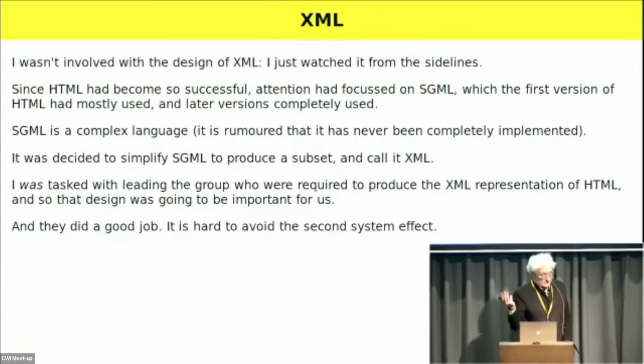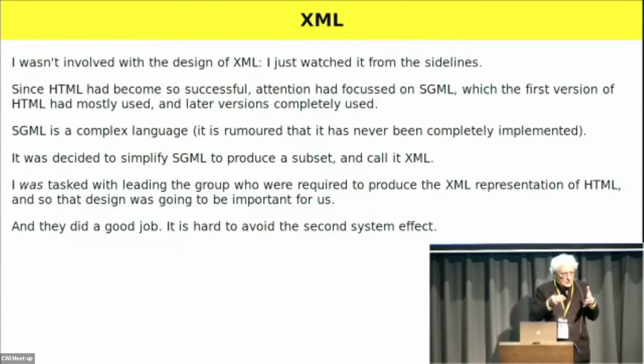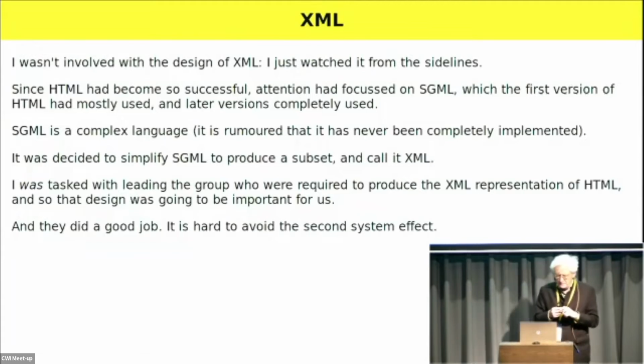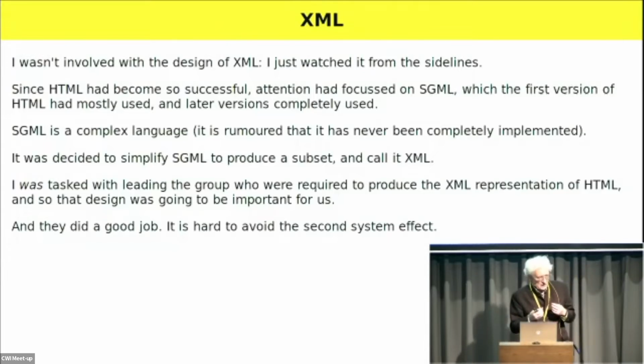HTML had become so successful that suddenly a lot of attention was being paid to SGML. The first version of HTML had sort of used SGML, and later versions, I think maybe from version 4, completely used SGML. But SGML is a complex language. I don't know if it's true, but I've been told that it's never been completely implemented. Did somebody say yes? There's one. Okay.